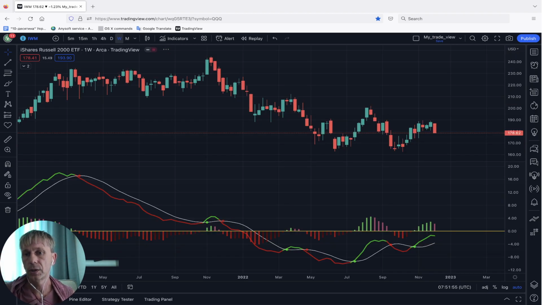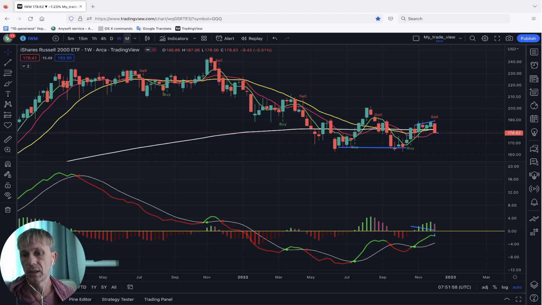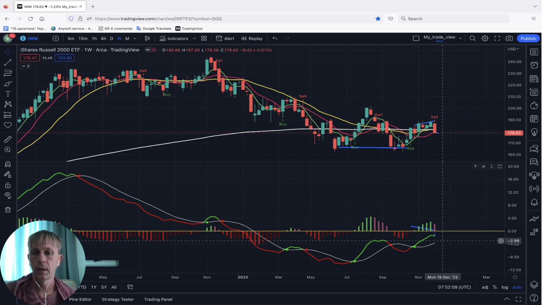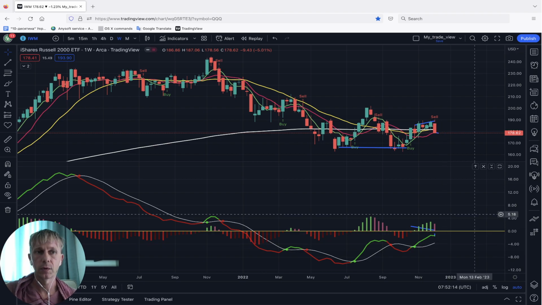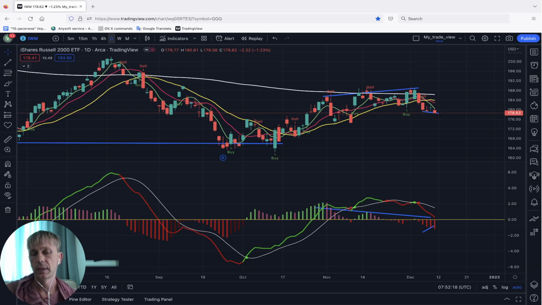Weekly it's bullish, right? MACD is still bullish. Bearish bar, red bar, sell signal, but MACD is still bullish. Right? We'll see. And let's check daily, what's going on? And daily, bearish. Yeah, bearish. Same as for all. Okay, let's do a summary.